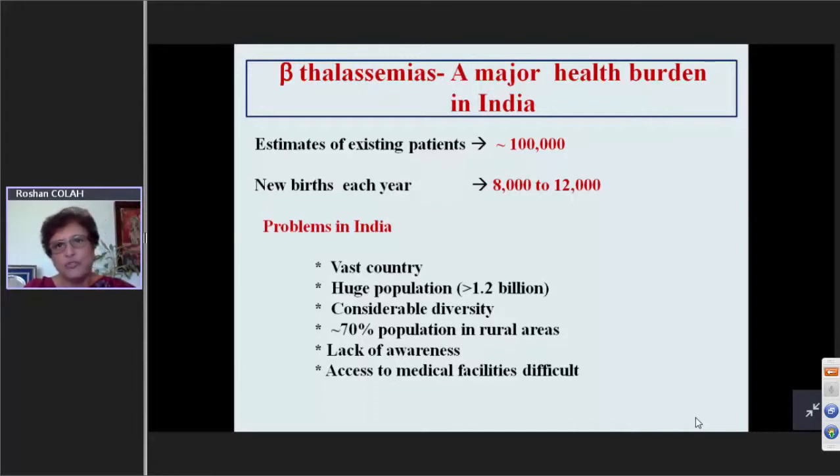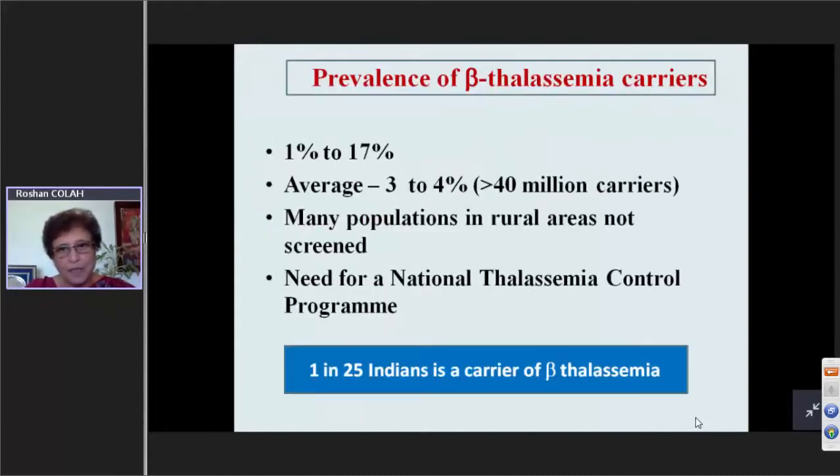And a large majority, over 70% of the population, live in rural areas, where there is by and large lack of awareness, and access to medical facilities is not very easy.